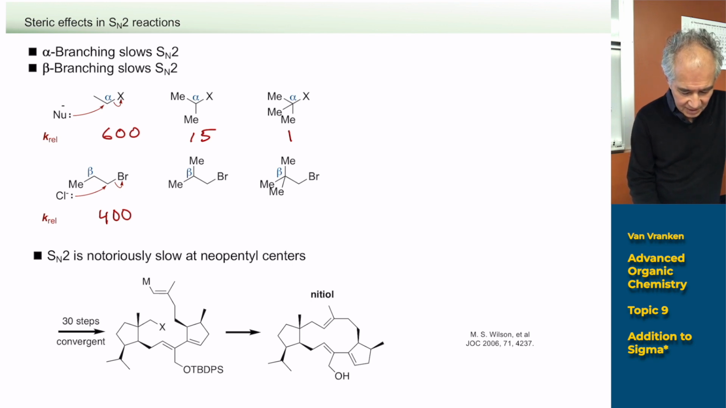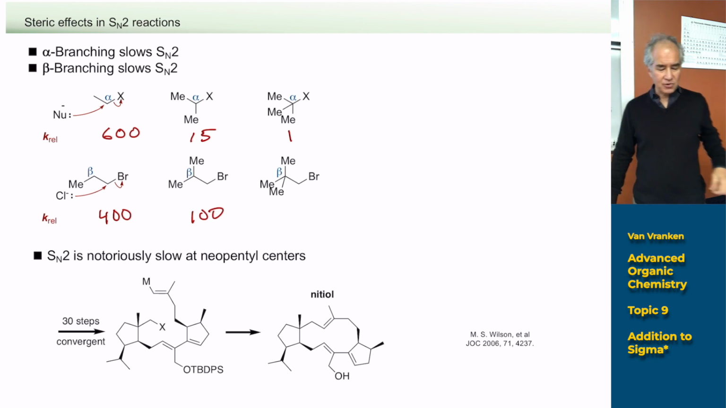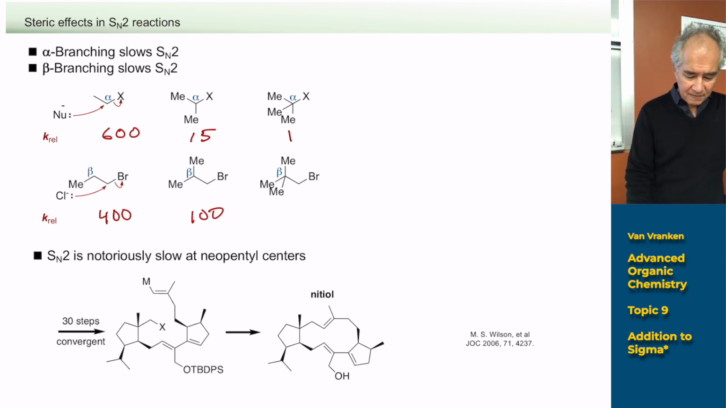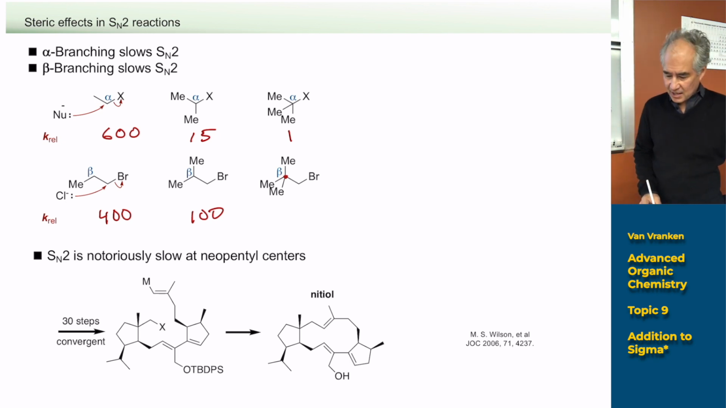So instead of 600 to 400, now it's got a relative rate of 100. So it's still faster than trying to substitute at a T-butyl. Let's take a look at what happens when I add one final alkyl substituent to this beta carbon right here, this beta carbon right there. Boy, SN2 is so sensitive to steric effects.